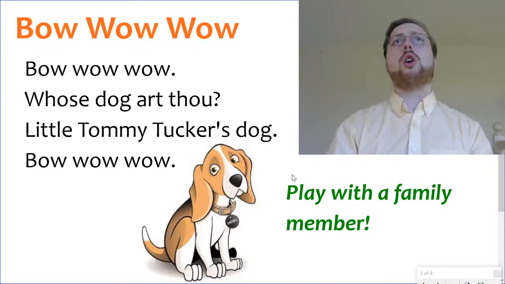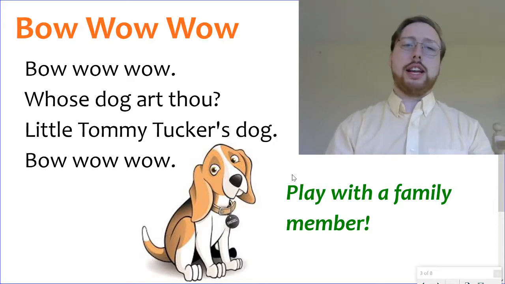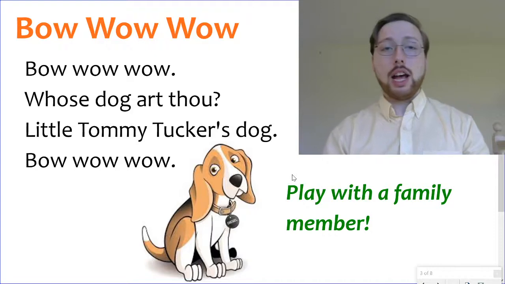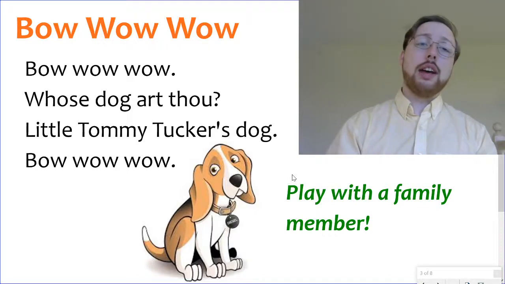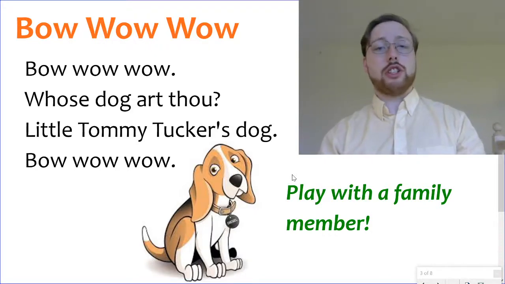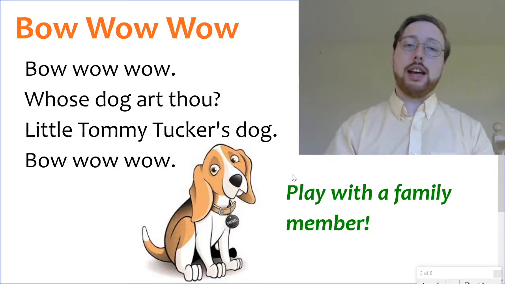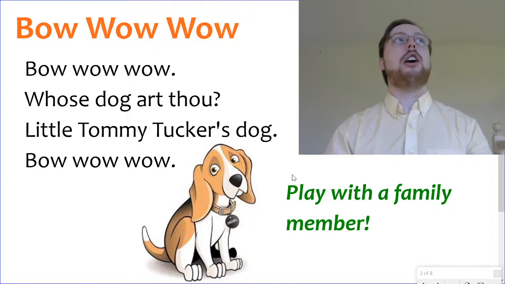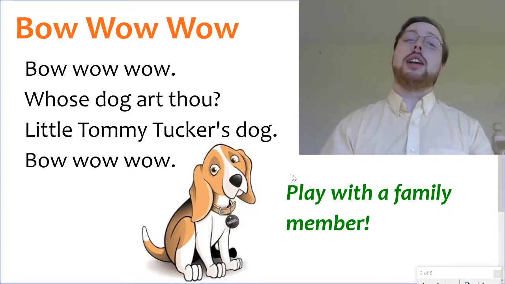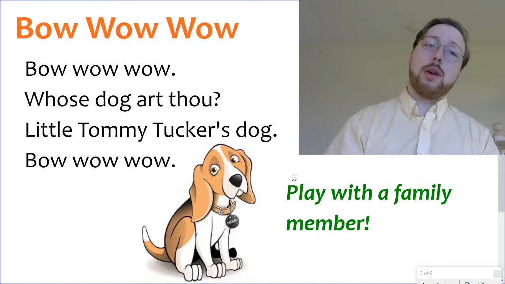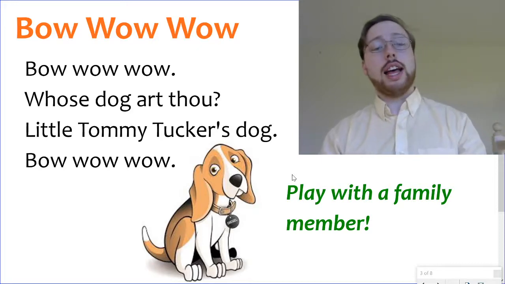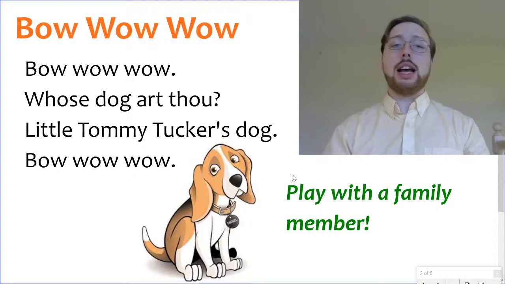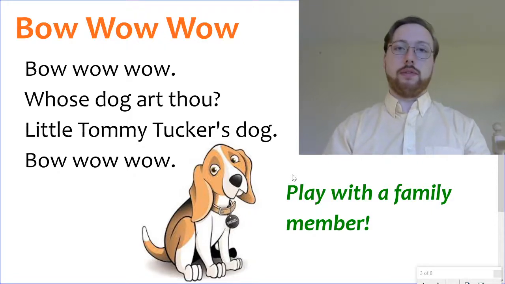Let's try the whole thing. Ready? Beginning 1, 2, ready, go. Bow wow wow, whose dog art thou? Little Tommy Tucker's dog. Bow wow wow. How'd you do? Let's try one more time. Ready, go. Bow wow wow. Whose dog art thou? Little Tommy Tucker's dog. Bow wow wow. Awesome.